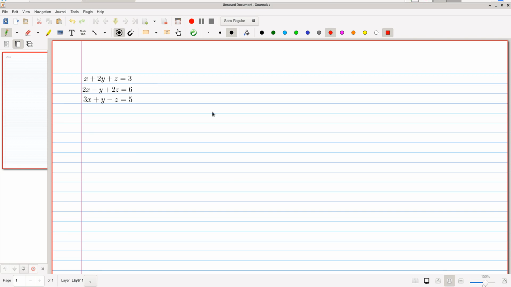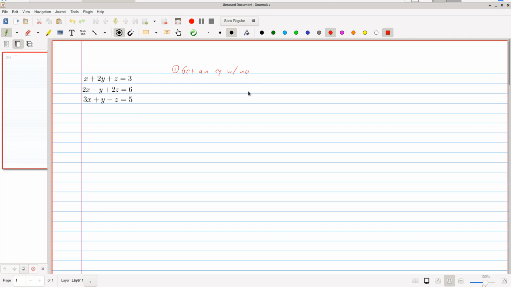We're asked to solve the system of equations for x, y, and z. x + 2y + z = 3, 2x - y + 2z = 6, 3x + y - z = 5.